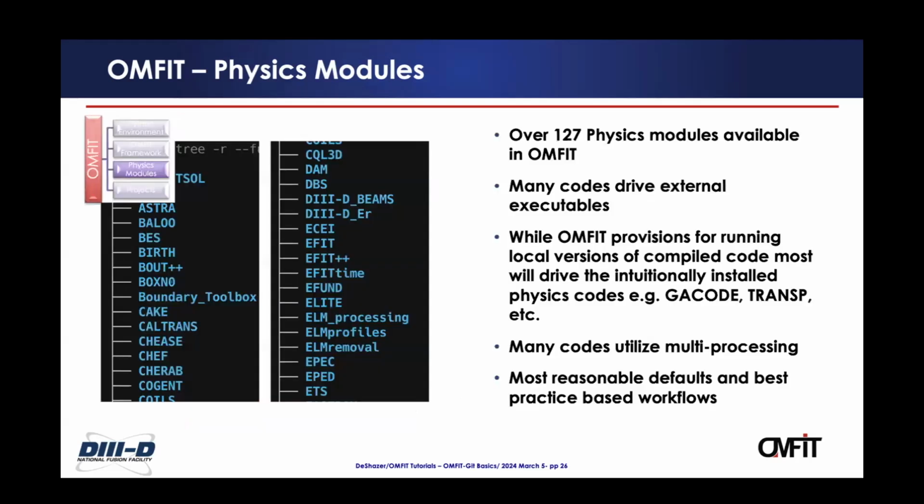We have 127 physics modules right now. I did that just by going in and doing a count in the directory. Many of those codes do drive external executables. So, like, GACODE is an external executable that's maintained separately. You can build your own executables locally and then tell OMFIT to point to your local version, not necessarily. And again, you don't have to do that exercise by cloning OMFIT.